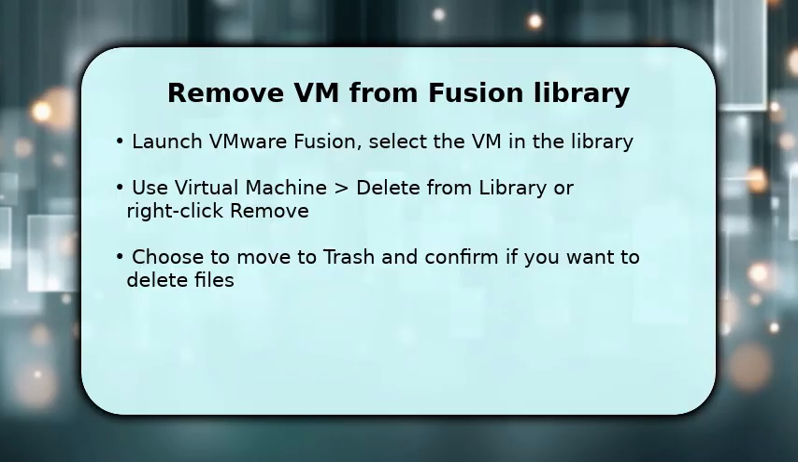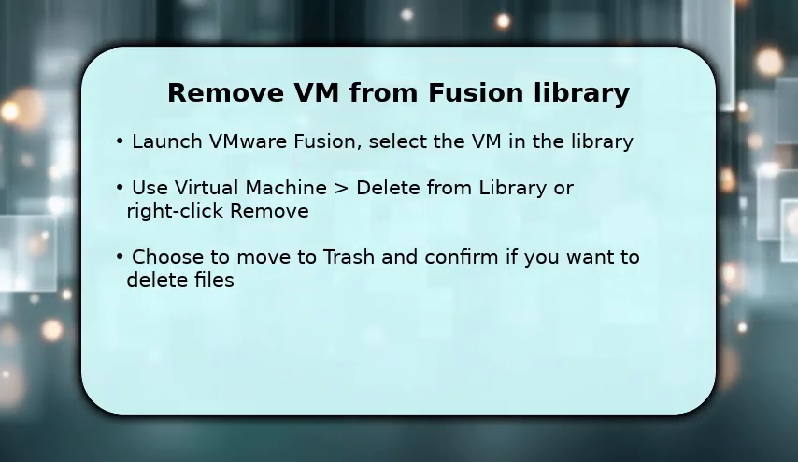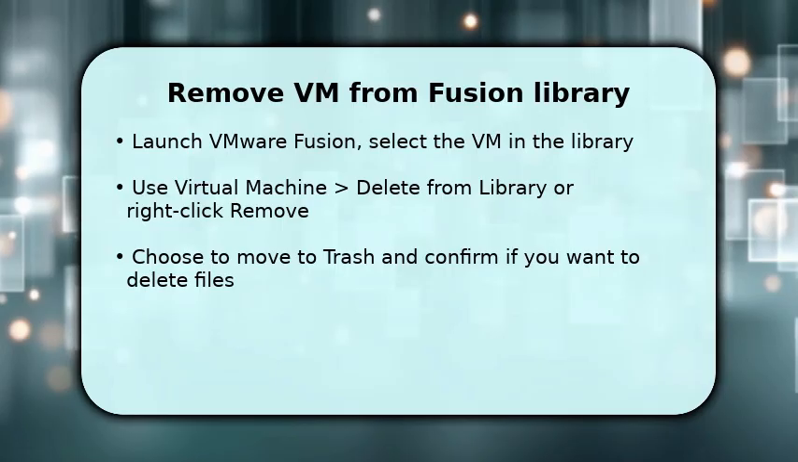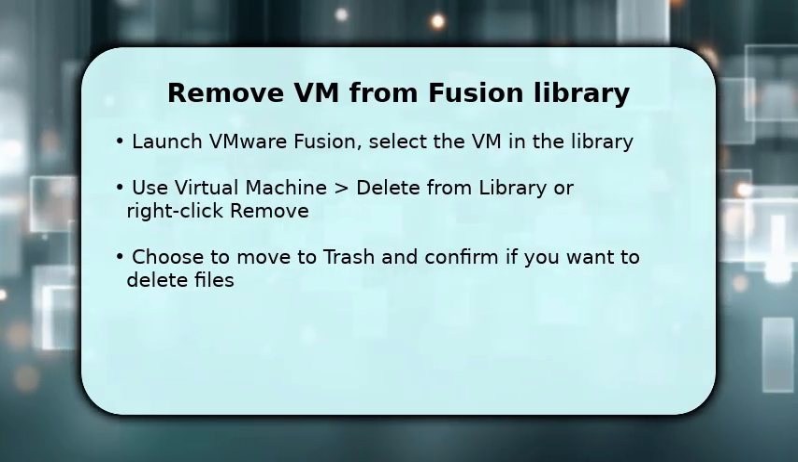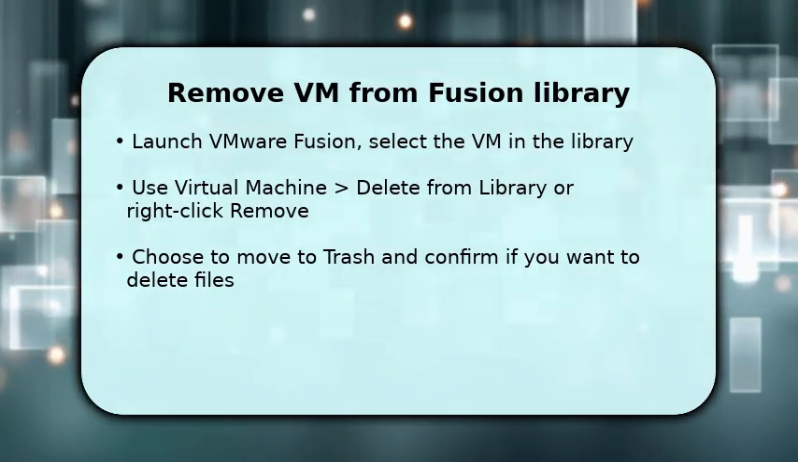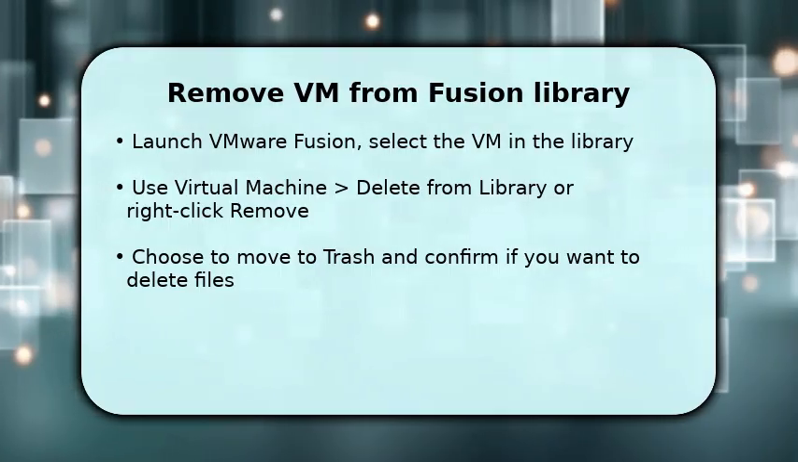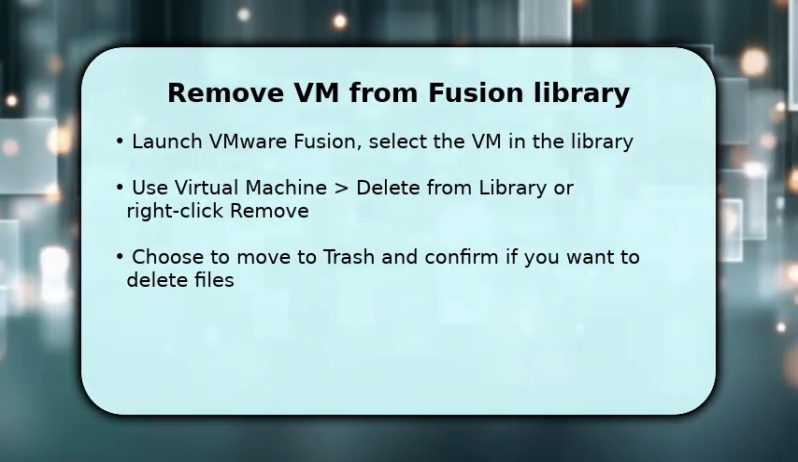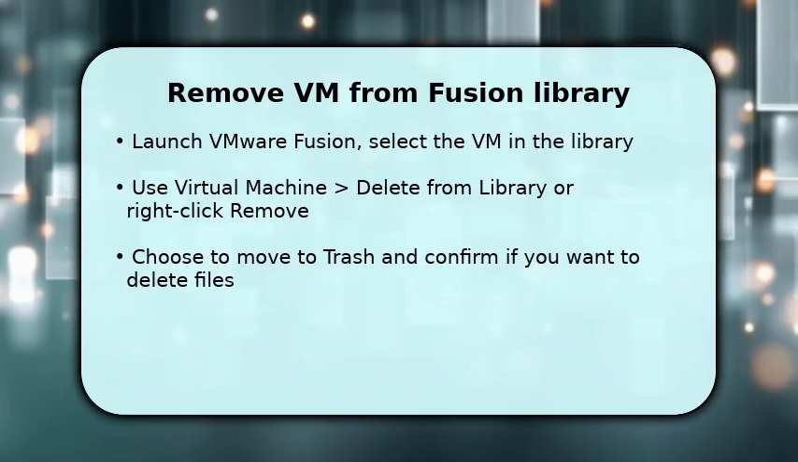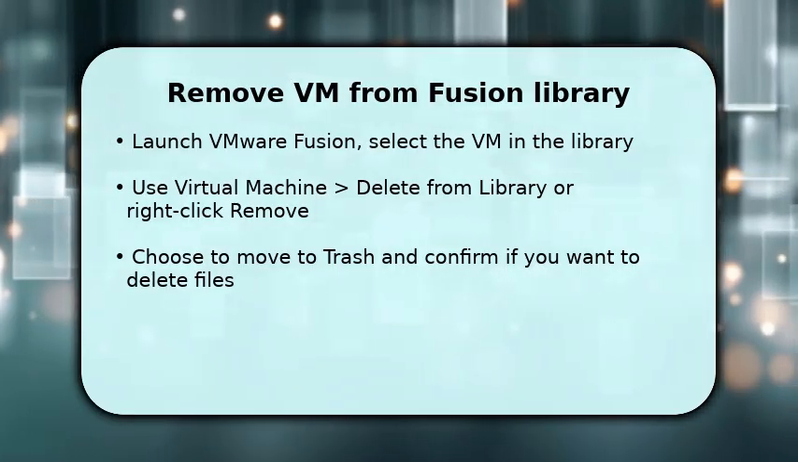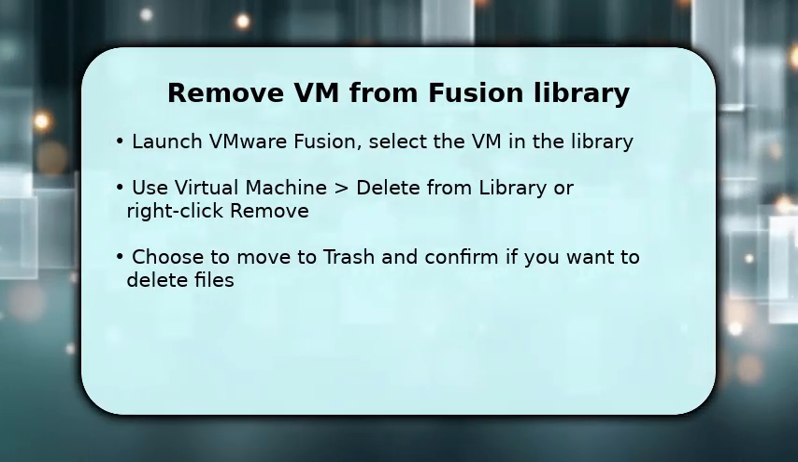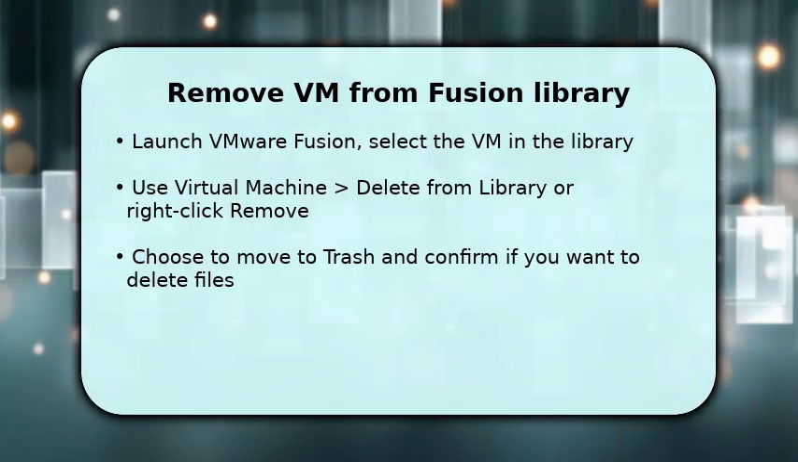Now open Fusion and select the VM in the library list. You'll use Virtual Machine, then Delete from Library, or right-click the VM and choose Remove. This detaches the VM entry without touching files unless you confirm. When prompted, choose Move to Trash to remove the VMware VM bundle from disk. If you see options about keeping files, pick Delete to free space.